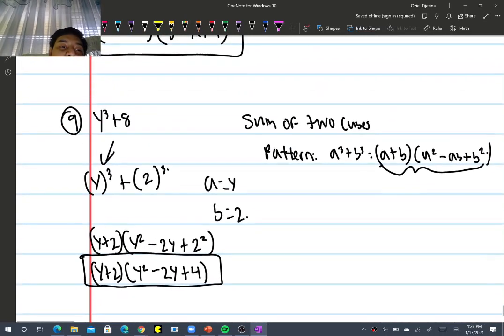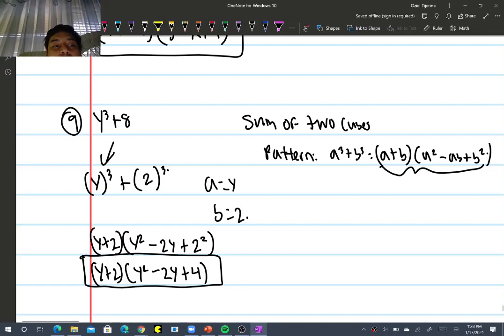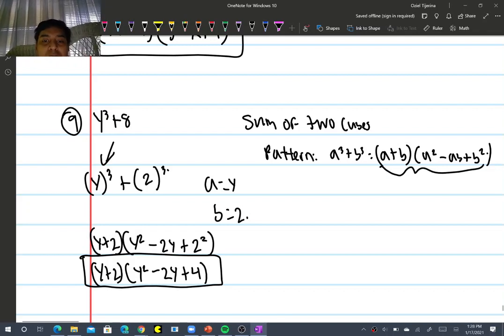So anytime you have this, or even if you have a minus 8, you would want to use the sum of two cubes or the difference of two cubes pattern, because that's how you would do it. So anytime you see anything like that, always use this method.